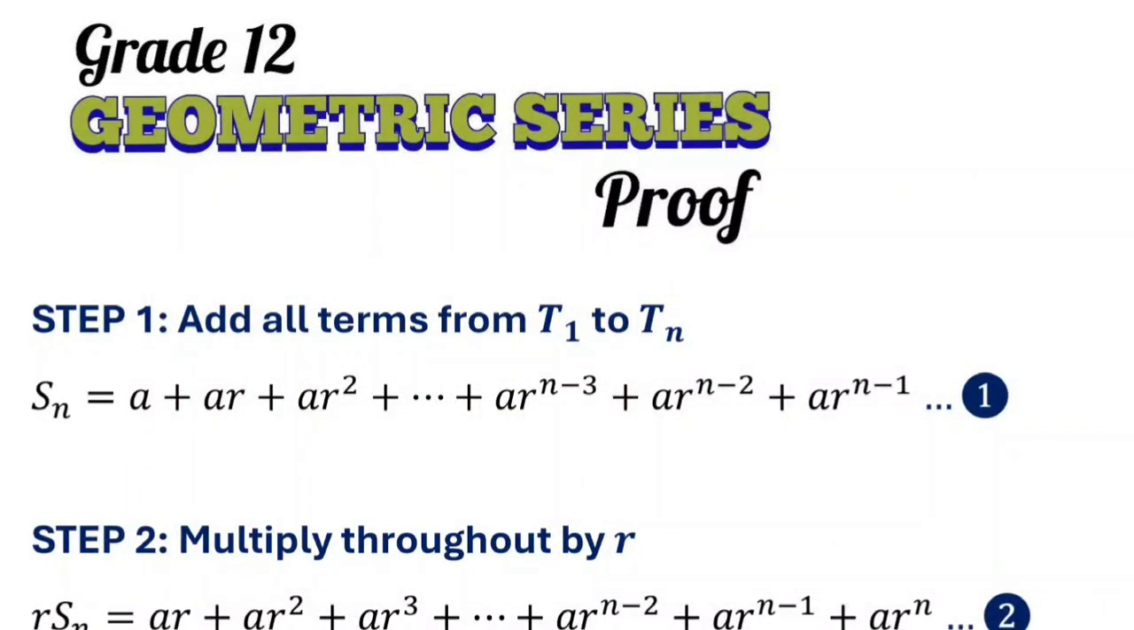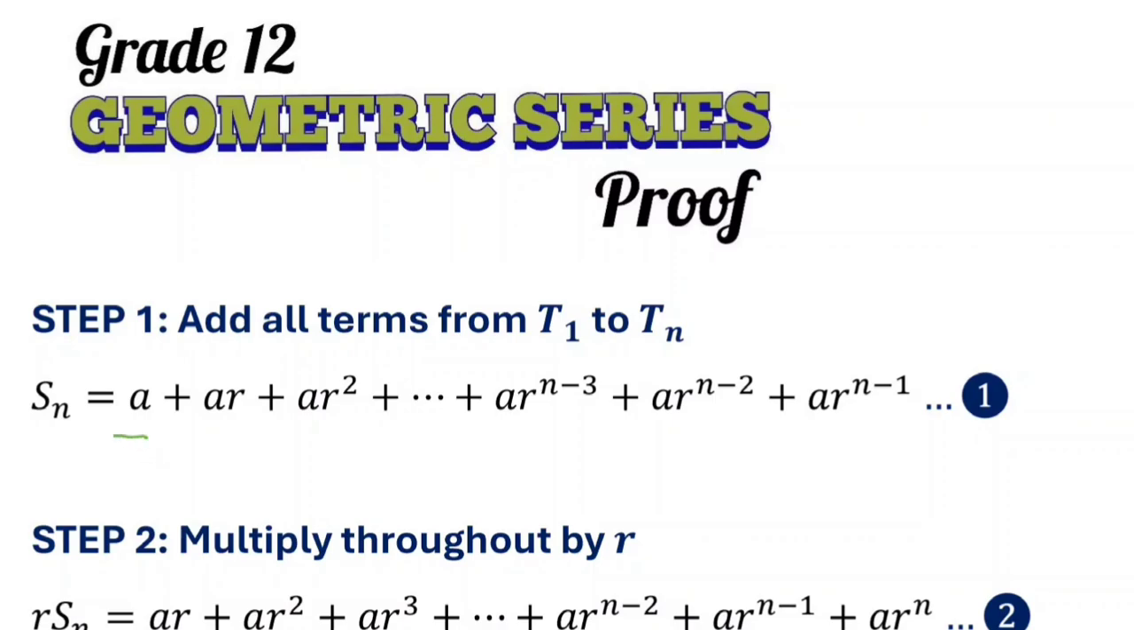We're now going to look at the geometric series proof. So remember, this proof is examinable as well, so it is compulsory for you to know it off by heart. Step 1 is to add all the terms from the first term to the last term, so from T1 to Tn.